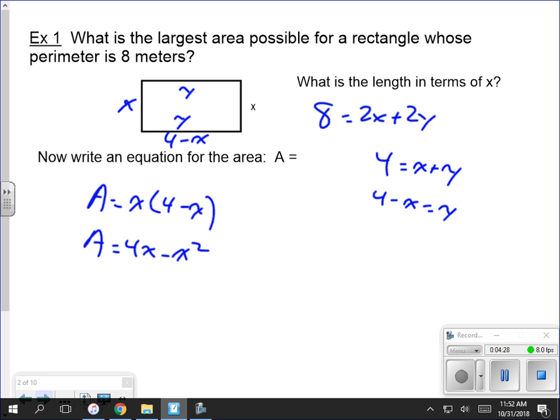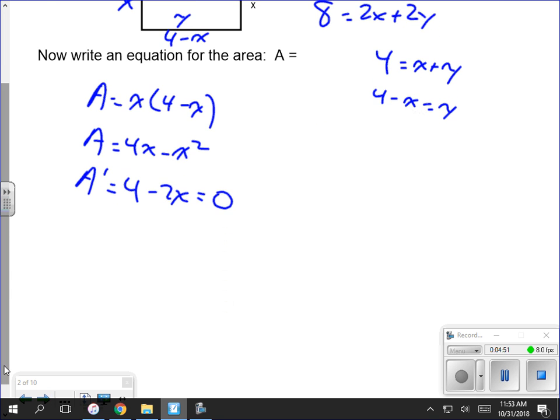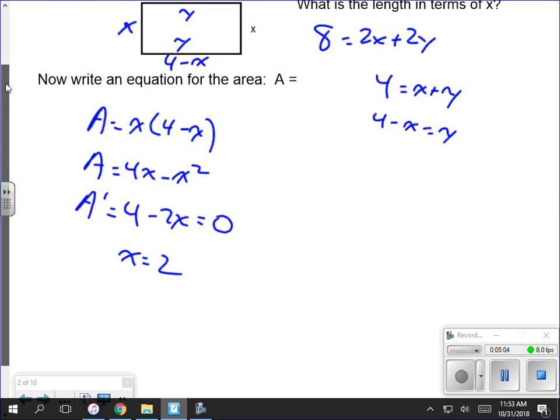What are we trying to maximize again? Area. To find the maximum, we take the derivative and set it equal to 0, to find our critical point where the maximum might be. So A prime is 4 minus 2x. Set it equal to 0. So x will be 2. Okay, so what are the dimensions?